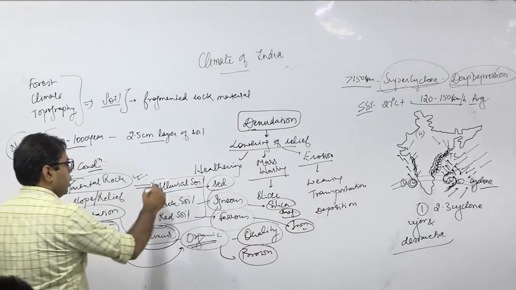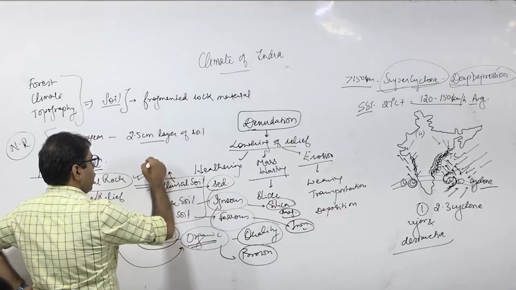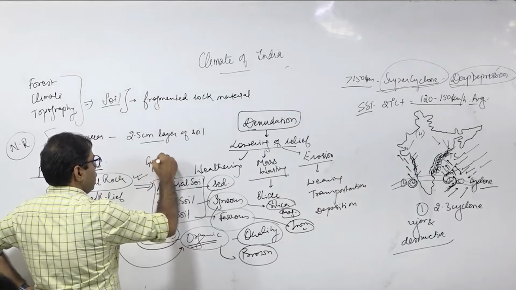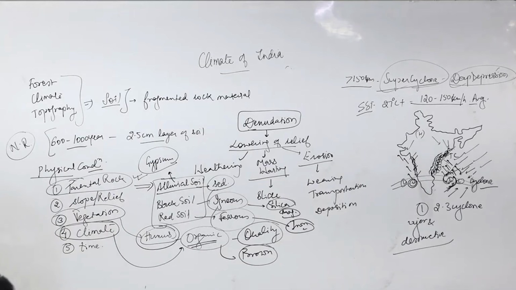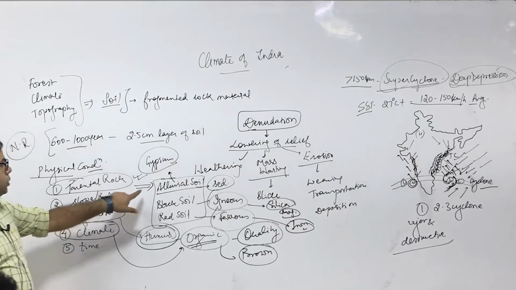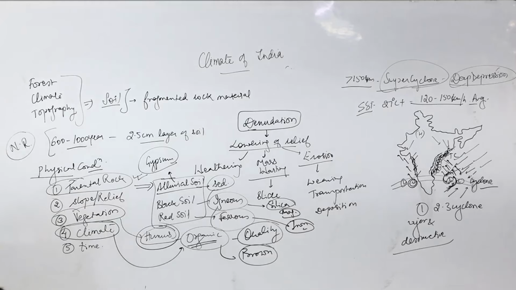This alluvial soil will have the presence of gypsum, right. So it will also have the presence of gypsum and the limestone, alluvial soil. So that accordingly, variety of the soil has been developed over an area. Clear?